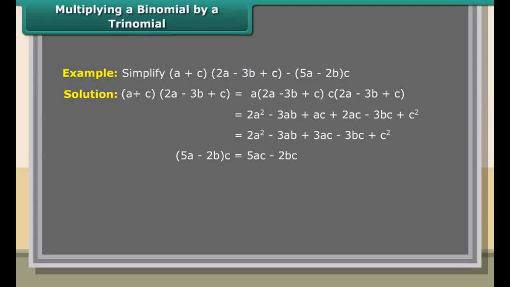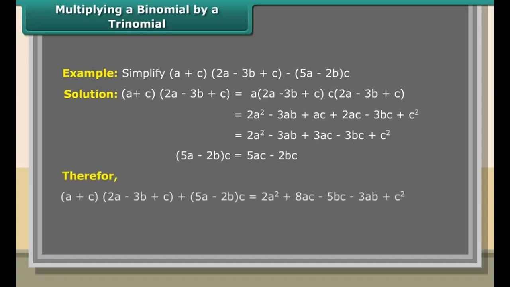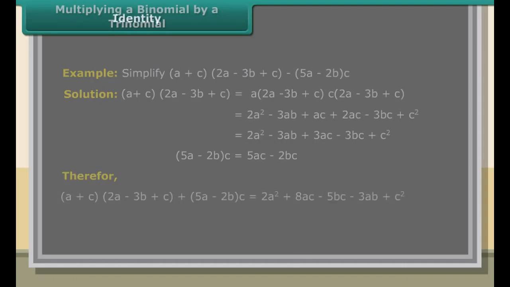(5a - 2b)c = 5ac - 2bc. Therefore, (a + c)(2a - 3b + c) + (5a - 2b)c is equal to 2a² + 8ac - 5bc - 3ab + c².